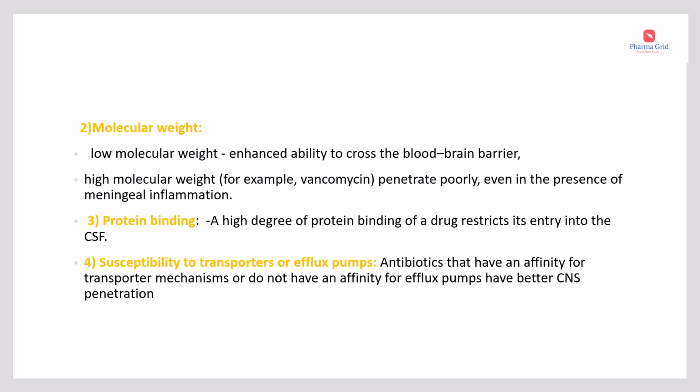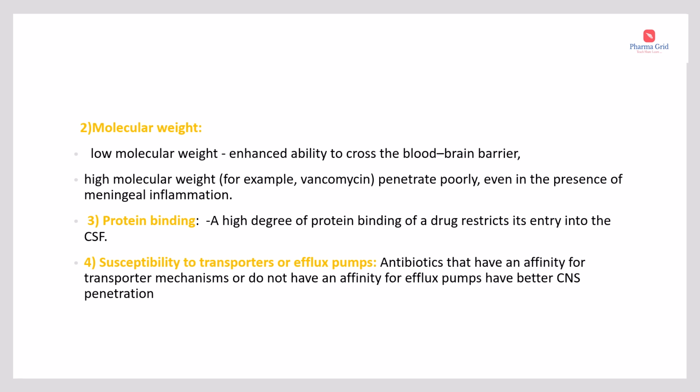And the next factor is molecular weight. Under the blood-brain barrier, we are discussing some more factors. We have seen the lipid solubility. Highly lipid soluble drugs can easily cross the blood-brain barrier and can penetrate the CNS very fast. And the second one is the molecular weight. Low molecular weight enhances the ability to cross the blood-brain barrier. High molecular weight drugs, for example vancomycin, penetrate poorly even in the presence of meningeal inflammation. So low molecular weight drugs can easily cross the blood-brain barrier compared to high molecular weight drugs.